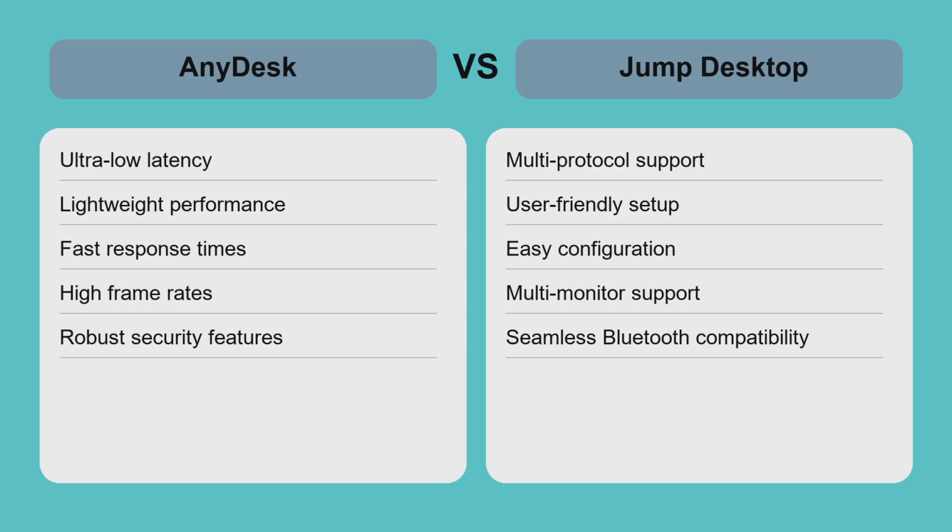Comparing AnyDesk and Jump Desktop highlights trade-offs between speed and protocol flexibility. AnyDesk excels in delivering ultra-responsive remote sessions with minimal lag, perfect for tasks requiring real-time interaction. Jump Desktop shines with its support for both RDP and VNC, offering broader compatibility with various systems, but at the cost of slightly higher latency. For example, IT support teams needing quick, secure access might prefer AnyDesk, while users managing multiple device types and protocols may find Jump Desktop more convenient.